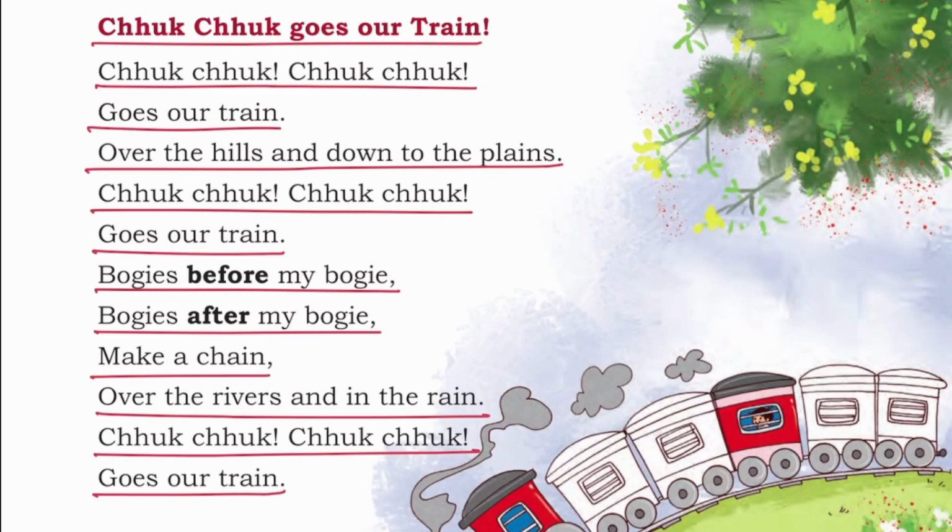Chuk Chuk goes our train. Over the hills and down the plains. Chuk Chuk goes our train. Bogie is before my bogie, bogie is after my bogie. Make a chain over the rivers and in the rain. Chuk Chuk goes our train.